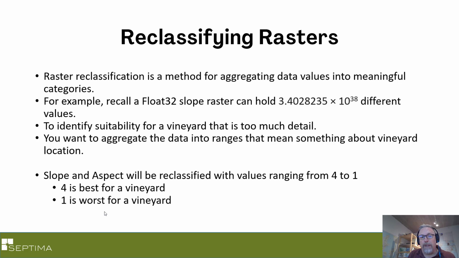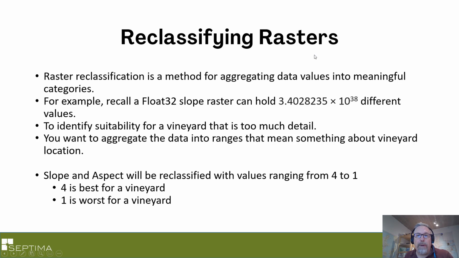So for slope and aspect, we're going to be reclassifying these into a range from 4 to 1, with 4 being the best for slope or aspect for a vineyard, and 1 being the worst for slope and aspect for a vineyard. We'll also reclassify land cover, and as for land cover, we're going to make that a binary raster, where suitable land cover types are equal to 1, and unsuitable land cover types are equal to 0. And that will become useful when we do the raster calculator analysis in the next video.